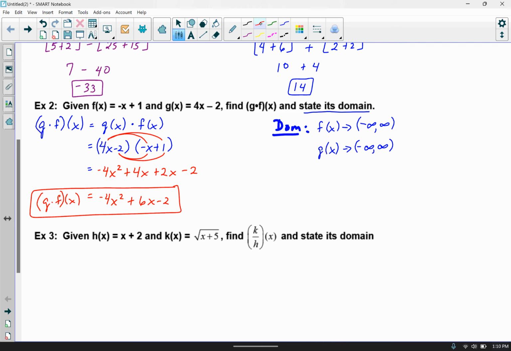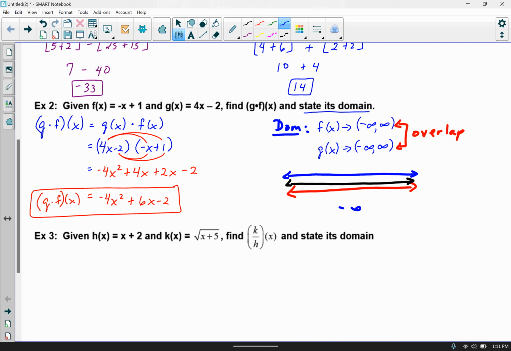So then to get my overall domain, I need to overlap these two. I'll give you a visual here. Here's a standard number line. F of x said you get the full number line. And g of x said you get the full number line for the domain. And so I'd be looking for where they overlap. Well, they're overlapping everywhere. So my final domain then would be negative infinity to positive infinity. Final answer for my domain.